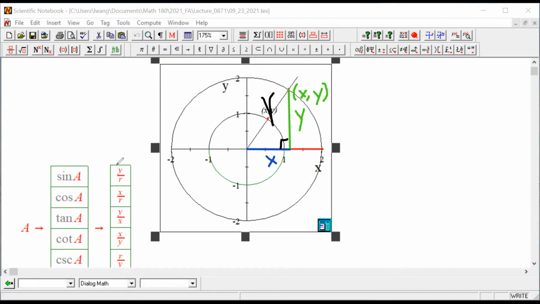Okay, so as a result, what can we say about the value of y over r? What can we say about that value? That value is always going to be less than or equal to 1, and larger than or equal to -1. That is the range of sine. Do you guys follow me?